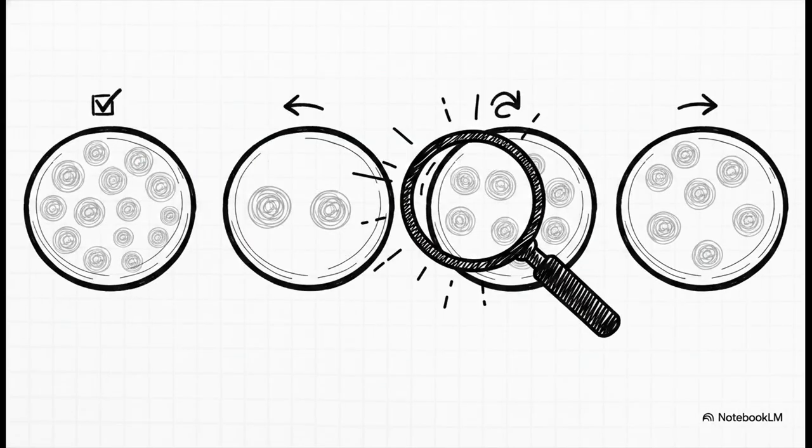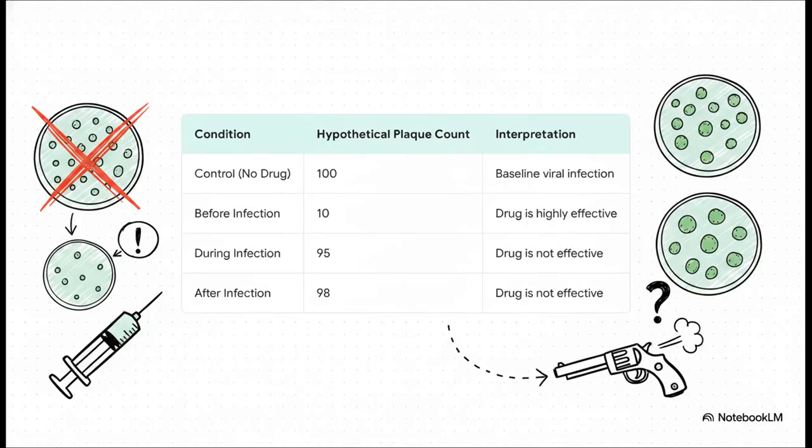So our job as the scientist is pretty simple, really. We just count the plaques in each of our 3 conditions. Then we compare those numbers to a control dish that had the virus but no drug at all. The condition that has the lowest number of plaques, well, that tells us exactly when our drug is most effective. Let's look at some pretend results to see how this works. Our control dish, the one with no drug, has about 100 plaques. That's our baseline, a full-blown infection. Now look at the before infection condition. Whoa, only 10 plaques. That tells us the drug was super effective when we added it first. But then look at the other 2 conditions. They have almost as many plaques as the control. This right here is our smoking gun.